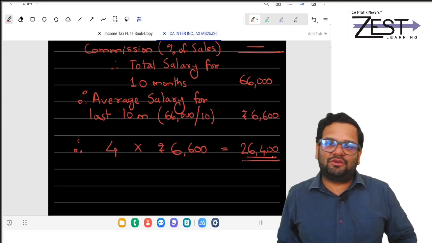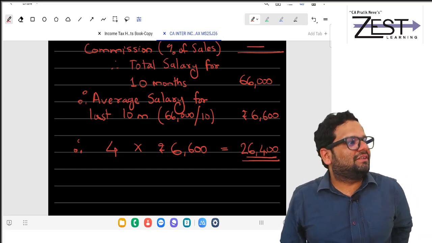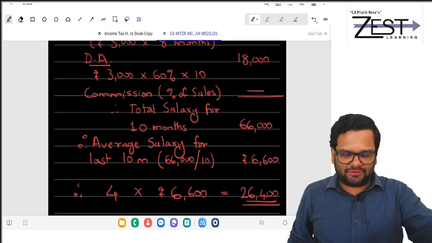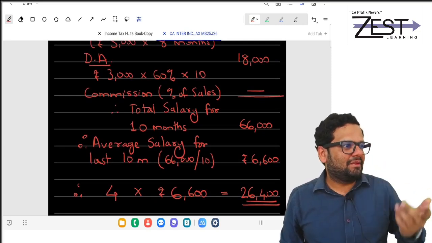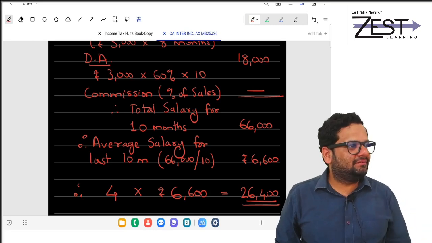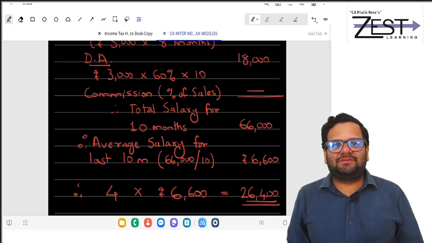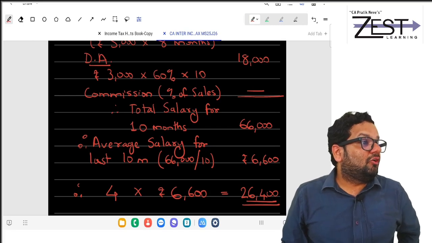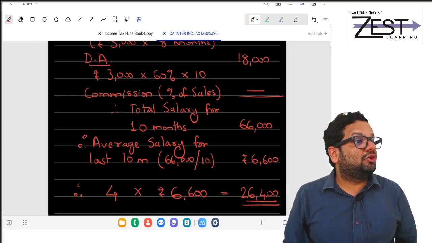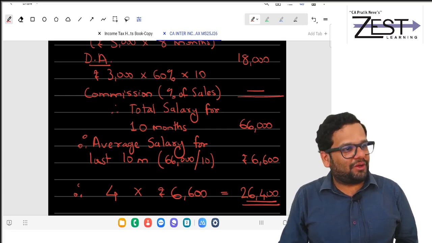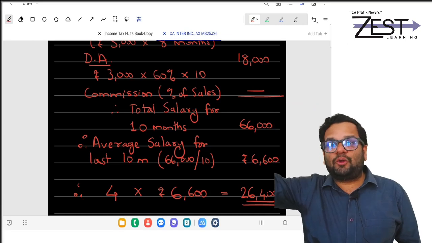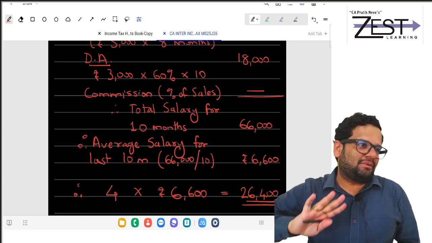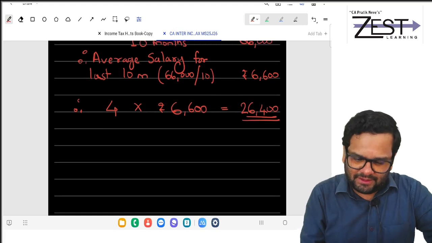Mind you, you have just now got the first step. And here getting the first step is actually everything. Second, first of all, have you got this first step? We just took the average salary of the last 10 months. And that average salary we have multiplied by the leave standing to the credit of the employee at the time of retirement. But you have to convert it in months. Remember that. So 26,400.